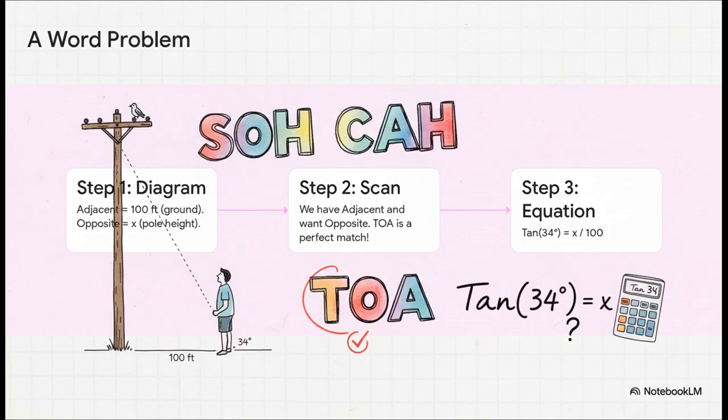Now you just scan your master key, SOH CAH TOA. Which part uses opposite and adjacent? TOA. It's a perfect match. So you know you have to use tangent. The equation is simply tangent of 34 degrees equals x divided by 100.